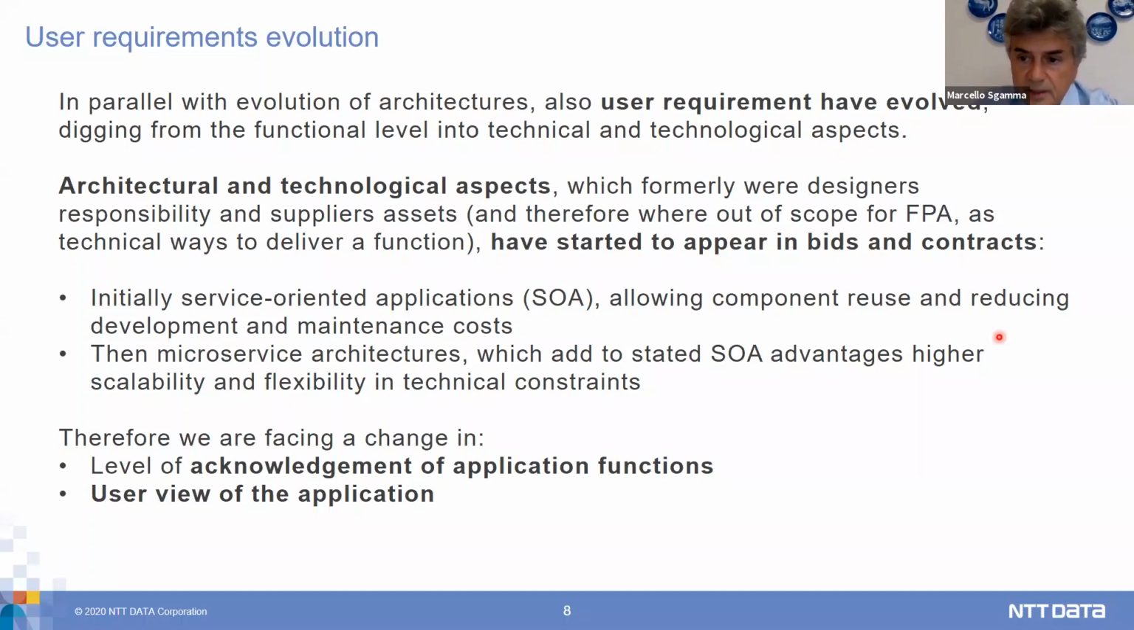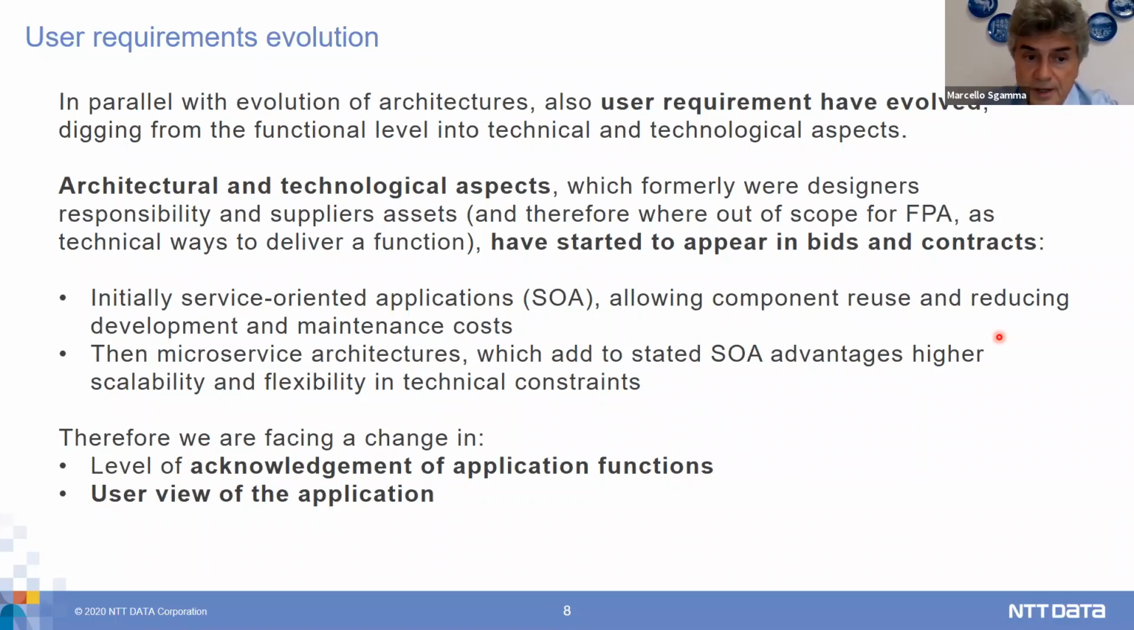Architectural and technological aspects have become part of bids and contracts. Users, when they require a new application for their information system, often within the contract ask for a specific architecture or a specific technical solution. For instance, if they plan to deploy their application in the cloud, they usually require in the bid that the solution should be microservice oriented. Maybe without defining the technical framework for microservice, but they require a microservice architecture.